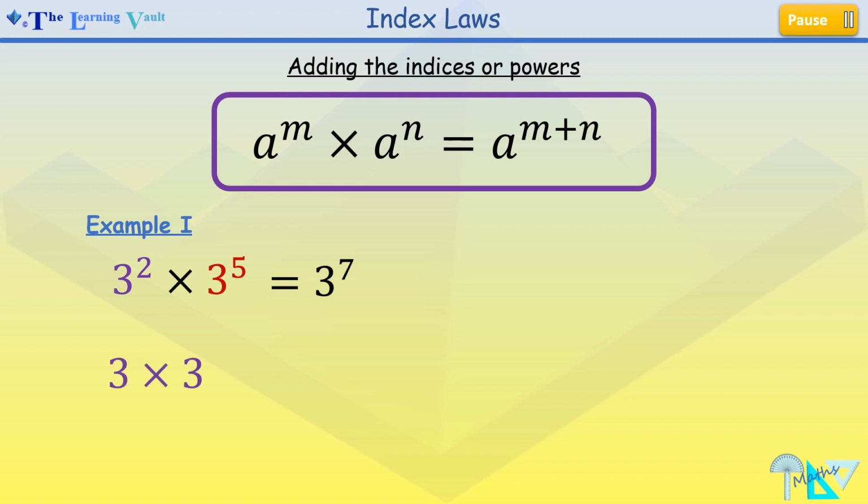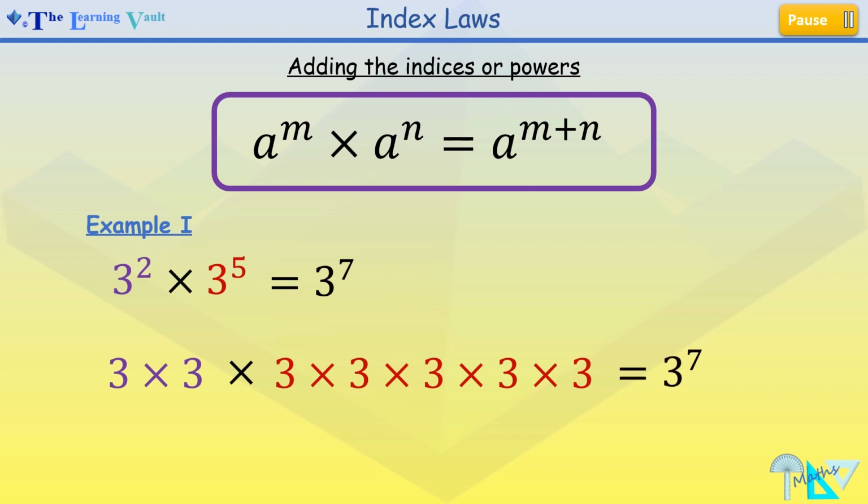To demonstrate further, we know that 3 to the power of 2 is 3 times 3, and 3 to the power of 5 is 3 times 3 times 3 times 3 times 3. And in total we have 7 threes. Hence the answer is 3 to the power of 7.